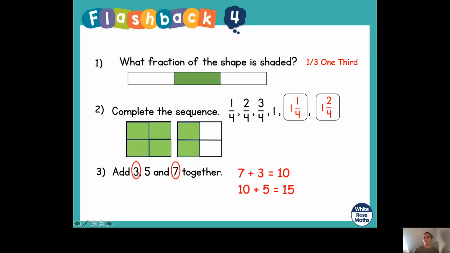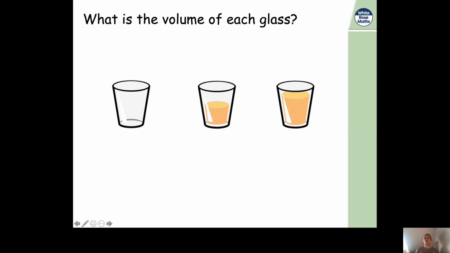So now we are going to move on to our learning for today. So we're going to be starting with volume. Now, before we start comparing volume, we need to refresh our memories on how we can describe volume. So we are going to do the first one together.